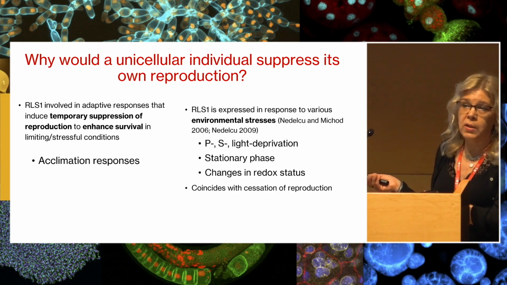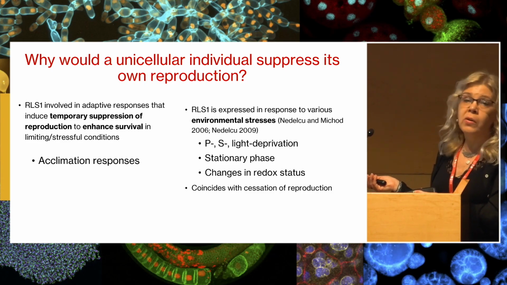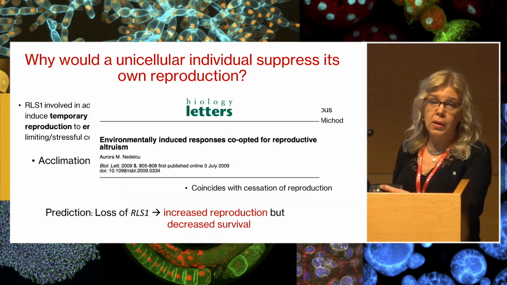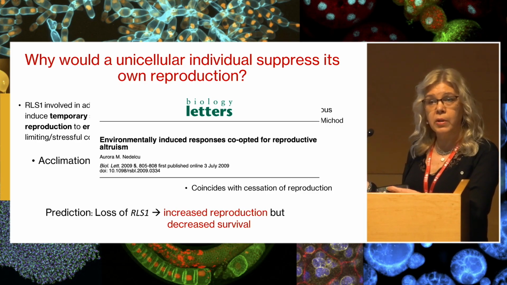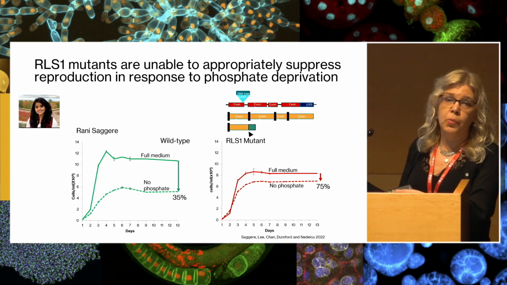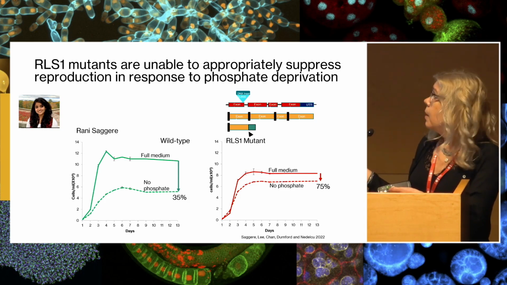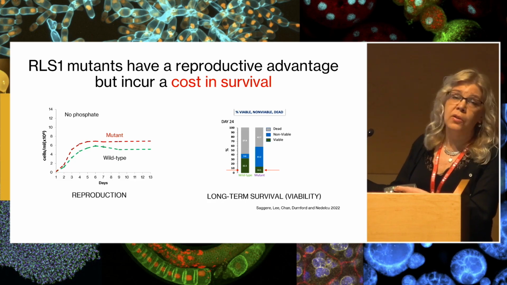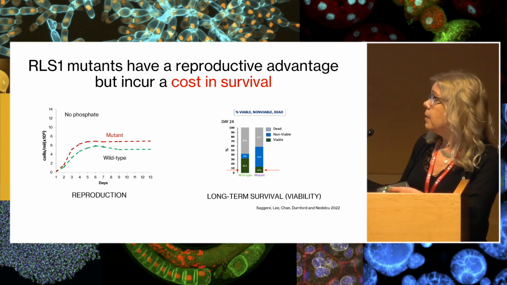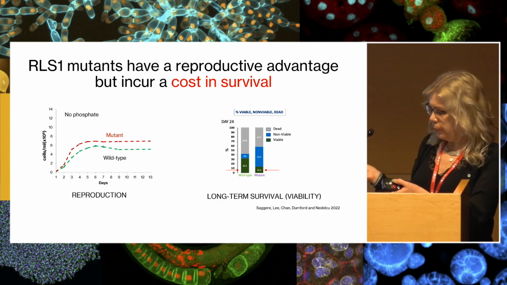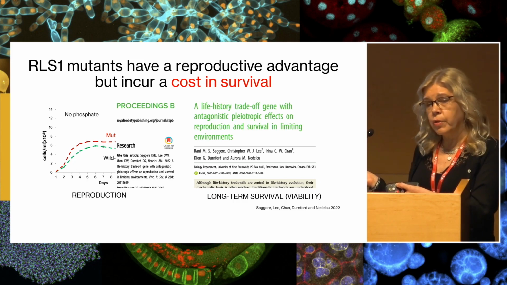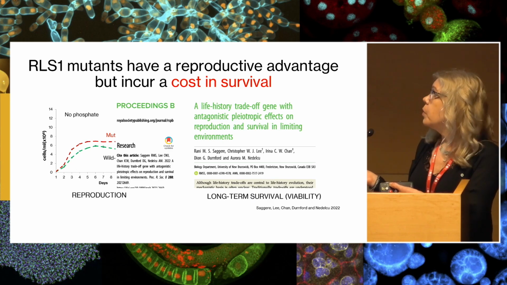And indeed, the gene is expressed during nutrient stress in the stationary phase and coincides with the suppression of reproduction. If that's the case, then we would expect the loss of RLS1 to increase the reproduction of the Chlamydomonas and decrease survival. And indeed, RLS1 mutants are not able to suppress. So this is the wild type, it's suppressing its reproduction in nutrient-deprived environments, as you expect. The mutants don't. In fact, under nutrient stress, the mutants grow much better than the wild type, so they have the reproductive advantage that we predicted, but they are losing in terms of long-term survival. So basically, RLS1 appears to be a life history trade-off gene that increases survival under nutrient deprivation at the cost of reproduction.